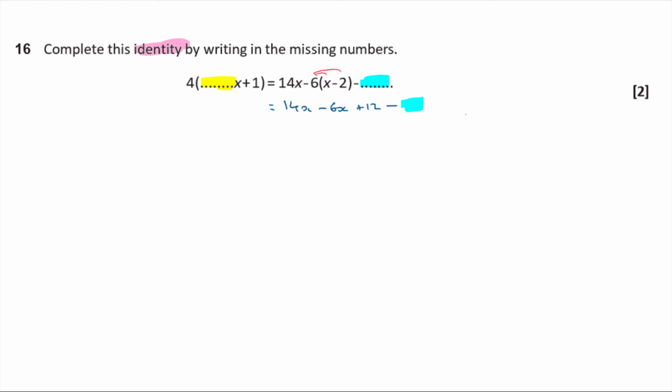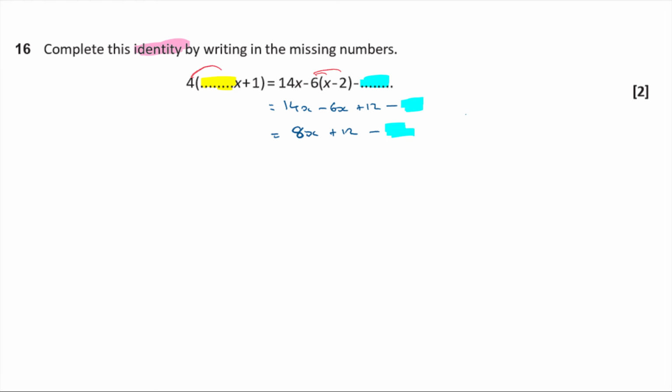Okay, so let's just tidy up that because we've got some like terms there. So I've got 14x minus 6x. Now that is, well, that's 8x, isn't it? So I've got 8x plus 12 minus mystery number, and that must be equal to the same thing on the other side. Now the thing on the other side, I've got another bracket that I can multiply out.